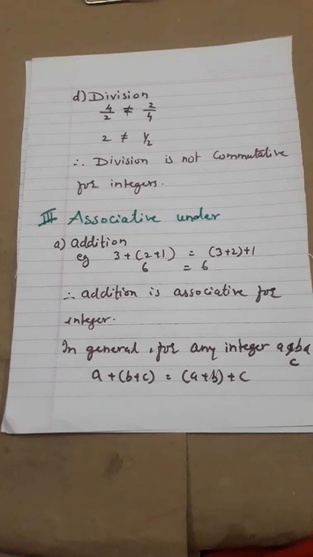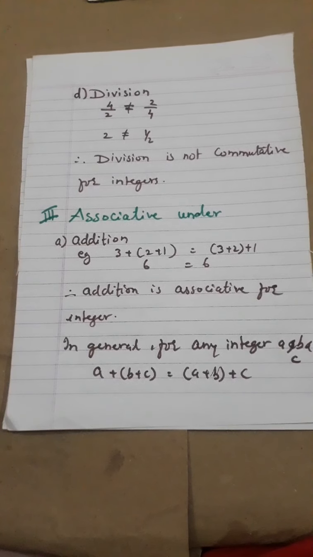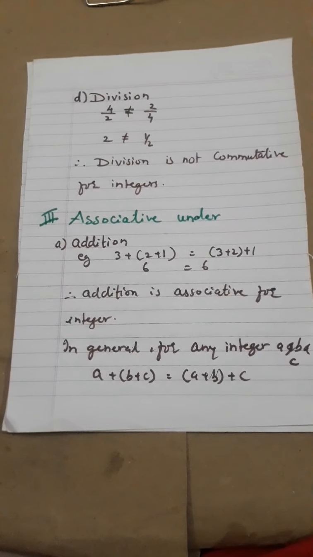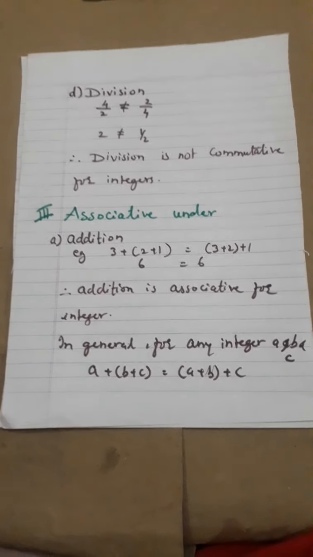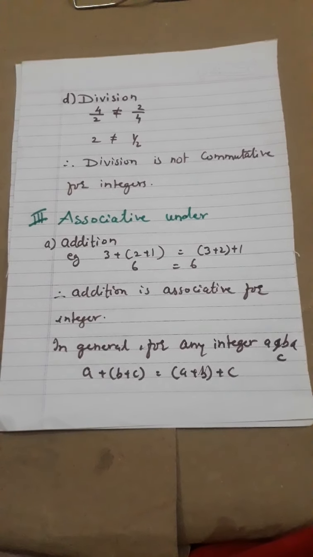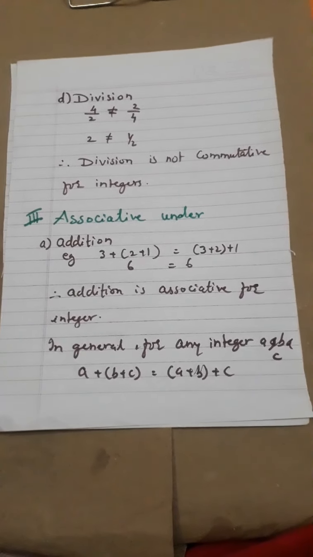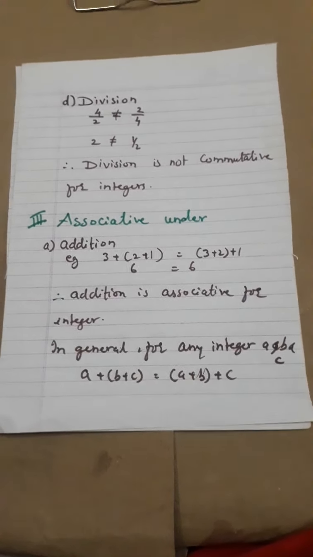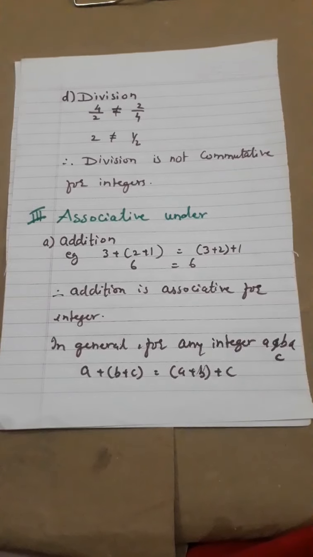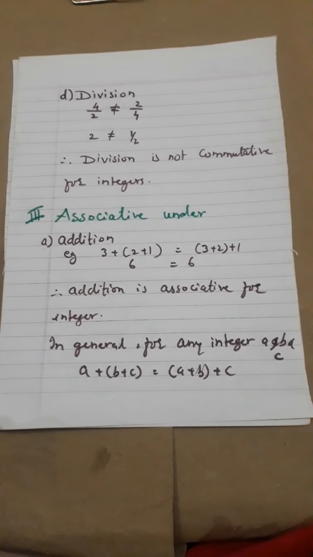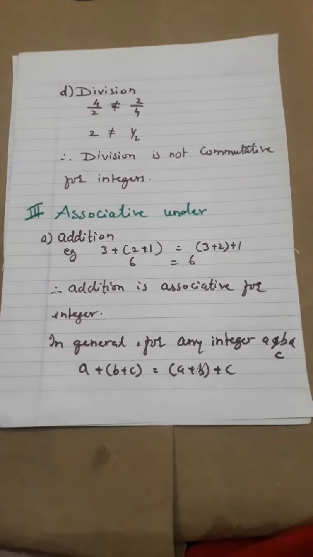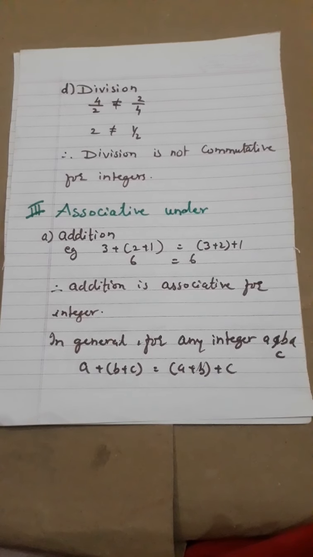Now students, let's go with the last property of today's video, associative property. So associative property under what? The four basic operations, addition, subtraction, multiplication and division. So let's go first with addition. For associative, we require 3 integers and then we have to make a pair. If you observe here, 3 plus, I have made a pair of 2 plus 1 together. In the next one, 3 and 2 we have made as a group, plus 1. When you solve, both the answers come as 6.